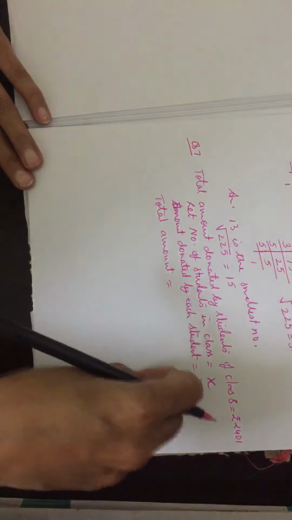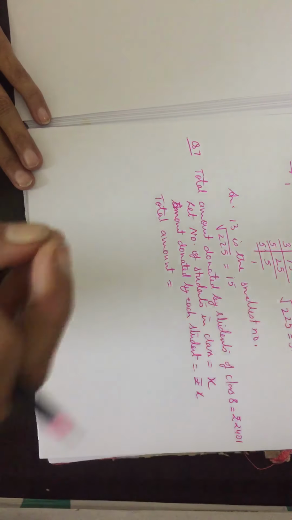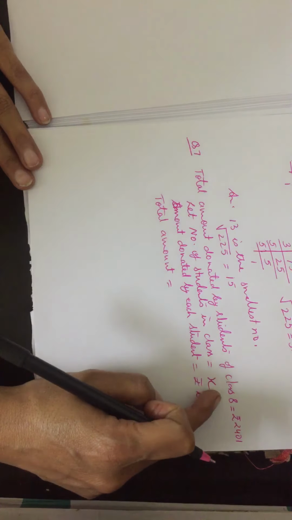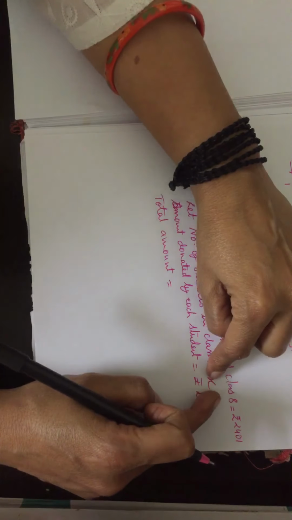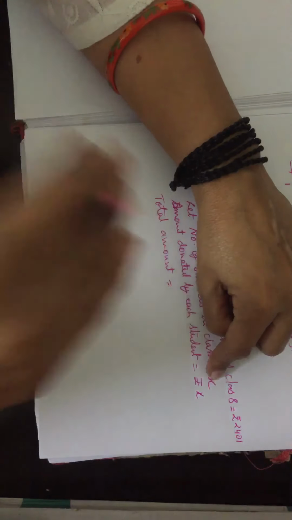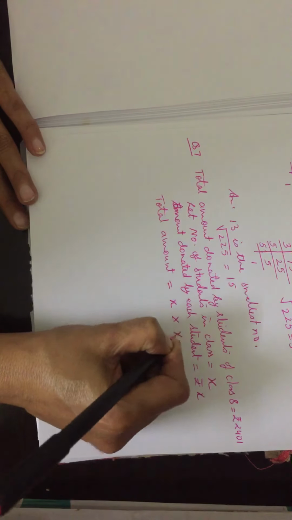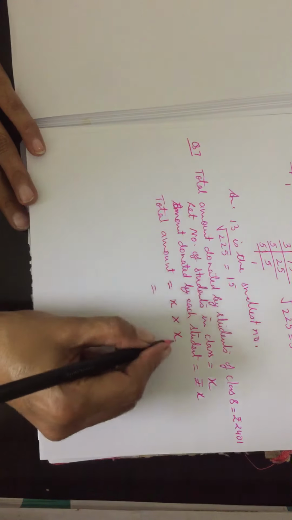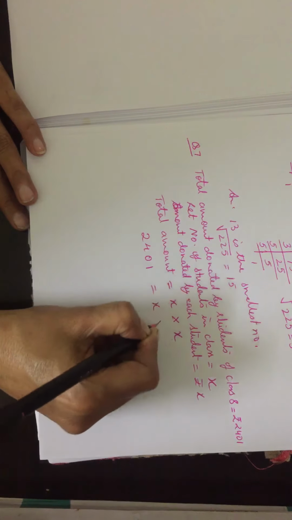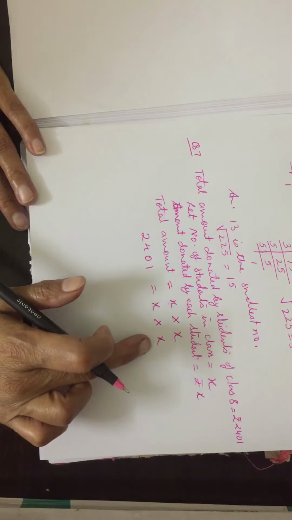For example, 10 students are there. Just keep it in your mind that we are considering the value of X to be 10. So if the number of students is 10, then each student will donate 10 rupees. So what is the total amount? 10 multiplied by 10. So the total amount is X multiplied by X, that is, X multiplied 2 times. And the total amount is 2401. X multiplied by X, a number multiplied by itself.